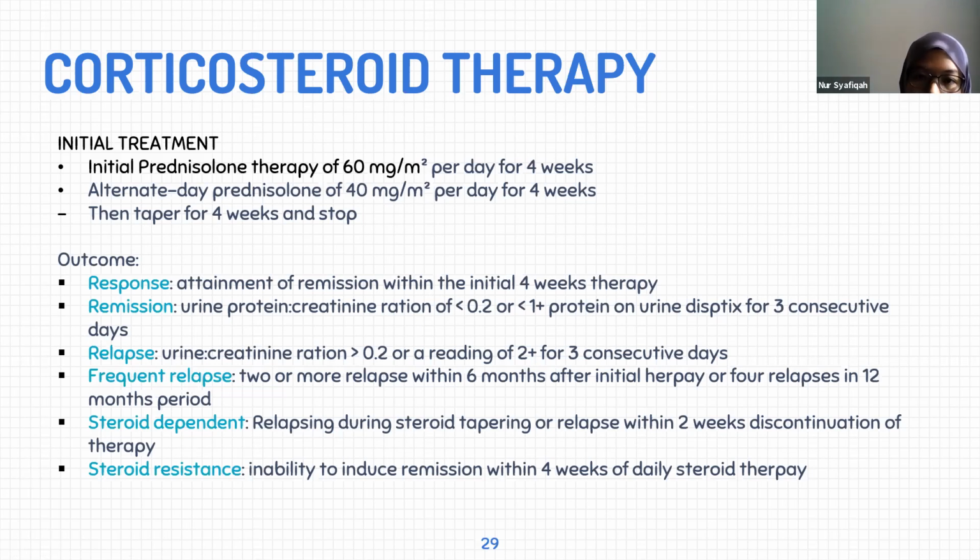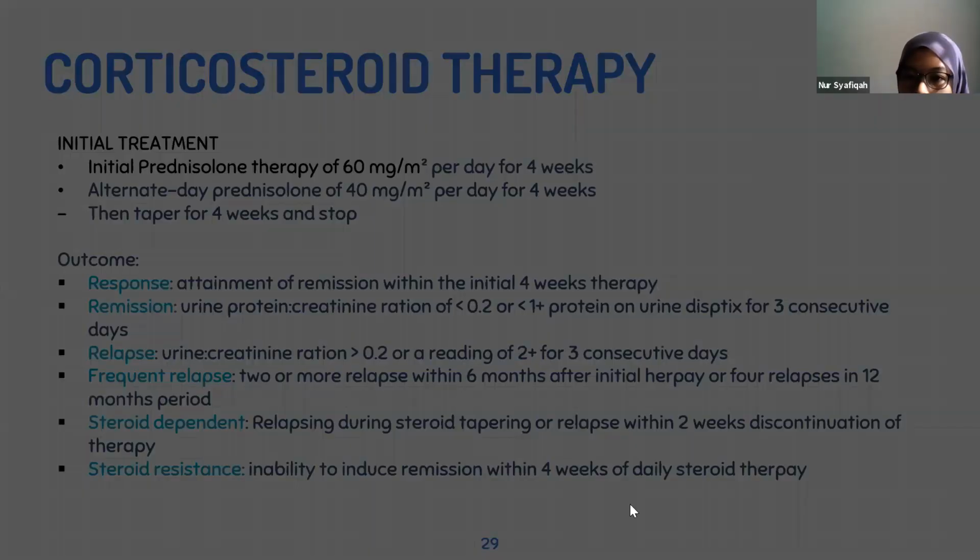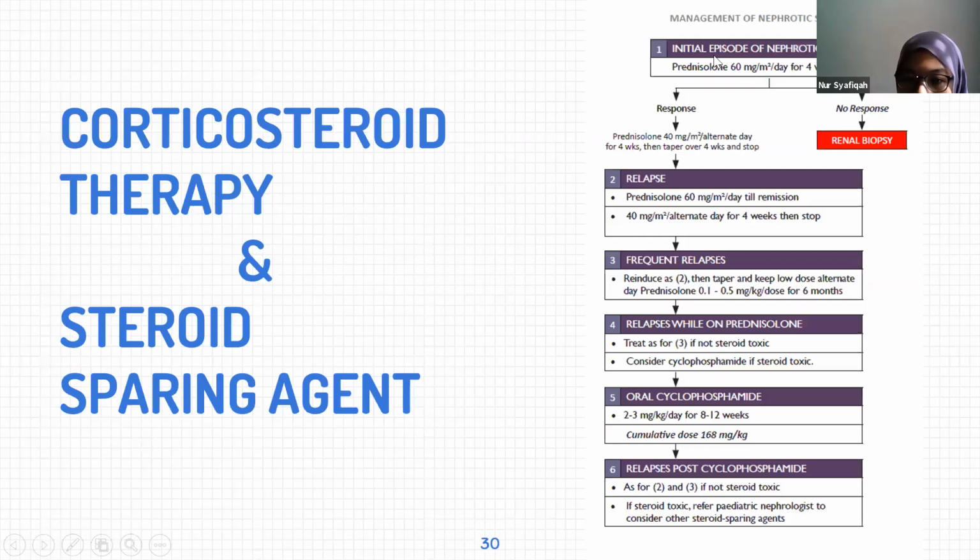So basically, this is the outline for the management of nephrotic syndrome, where we begin with the initial episode of nephrotic syndrome. If there is response, we continue with the alternate day dose, and also we give the taper dose over 4 weeks and stop. But if there is relapse, we give prednisolone till remission is gained, and then we continue with 40 milligram alternate day for 4 weeks. Then we stop. We do not taper the dose at this moment.